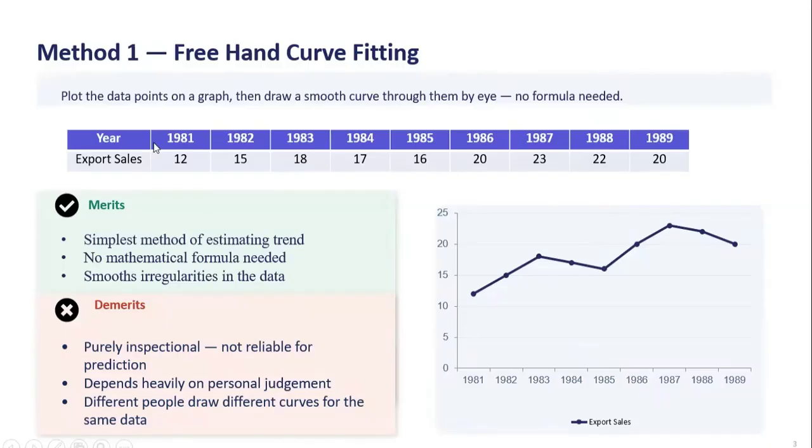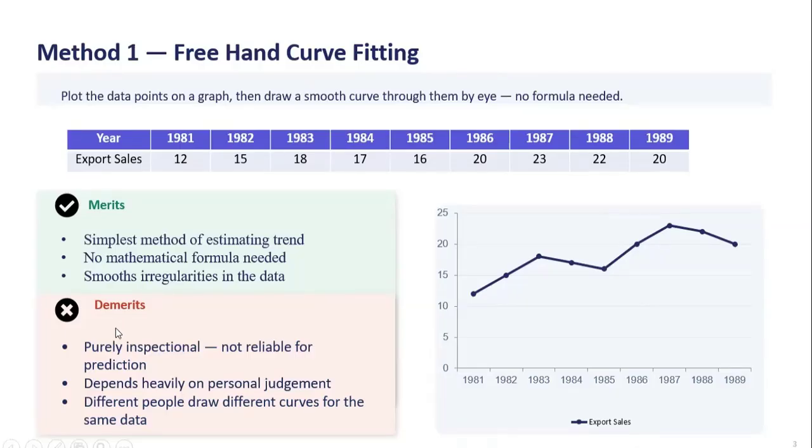We plot the data points on a graph, values on the y-axis, time on the x-axis, and then draw a smooth line or curve through the middle of the points. No formula, no calculation. Advantages: it is very simple. Anyone can do it. No mathematical formulas needed. It smooths out irregular ups and downs in the data.